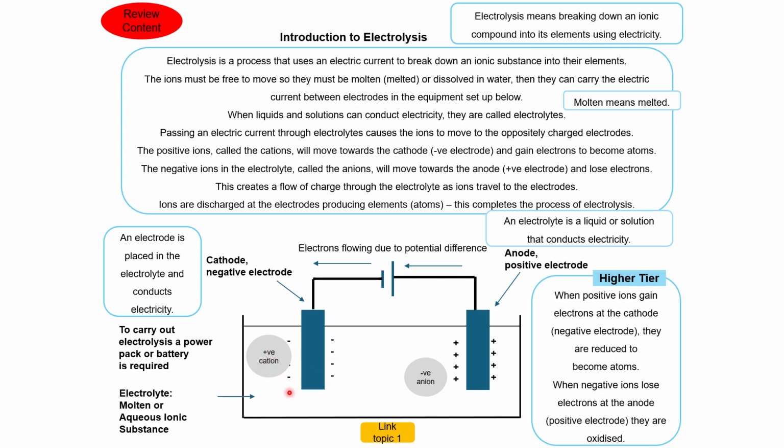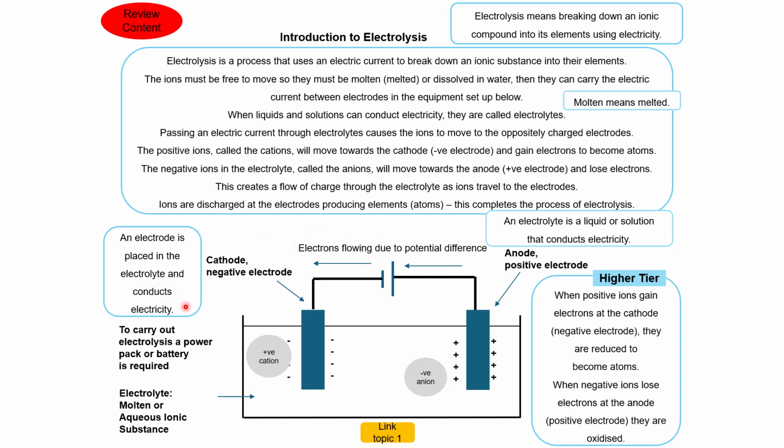And then we have to have a solution, the electrolyte, which is going to be able to have ions that will carry the current, so it will carry charges through. And then that creates a complete circuit and we get a current flowing. An electrode is placed in the electrolyte and conducts electricity. Electrons flow due to a potential difference.